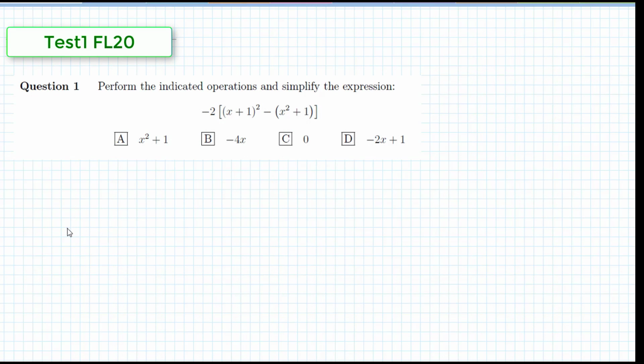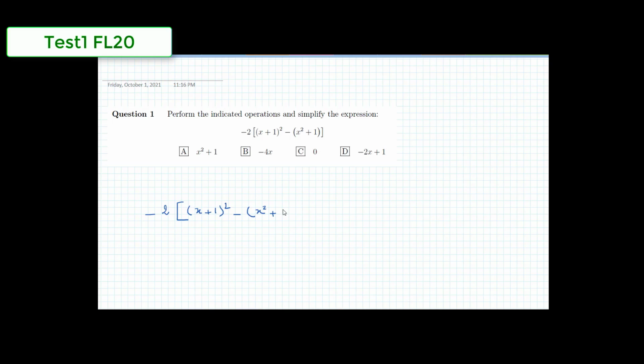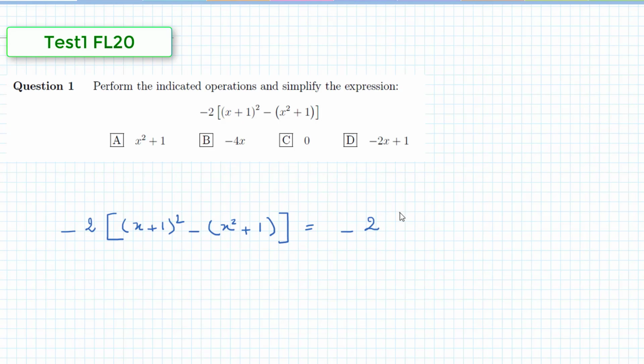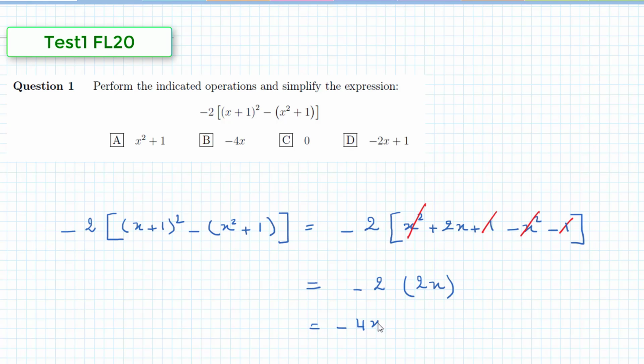In the first question, we have to perform the indicated operations and simplify the expression minus 2 times (x plus 1) squared minus (x squared plus 1). As a first step, we should expand the term (x plus 1) squared, which gives x squared plus 2x plus 1. Then, we distribute the negative sign on the term x squared plus 1, and we get minus x squared minus 1. Now we simplify the terms x squared with minus x squared and 1 with minus 1. So we get minus 2 times 2x, which is equal to minus 4x. So the right answer here is B.